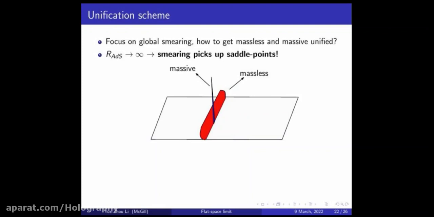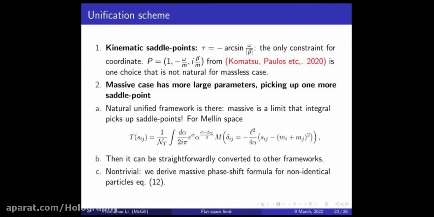And if we consider the massive case, the mass means that the conformal dimension delta is also very large, so we pick up additional saddle points here. That's why we have a different formula for the massive case and the massless case. If we pick up the saddle points, we just have kinematic saddle points: the Lorentzian time is focused onto a formula in terms of flat space momentum. This is the only constraint for the embedding coordinate. What is conjectured in this work is just one choice for these saddle points, which is not very natural for the massless case. For the massive case, we have more large parameters, like the conformal dimension, so we can pick up one more saddle point.